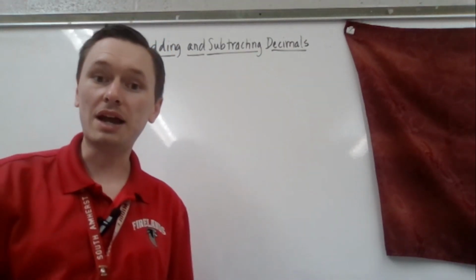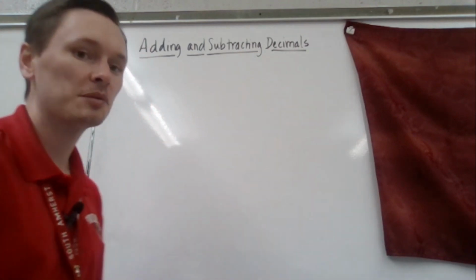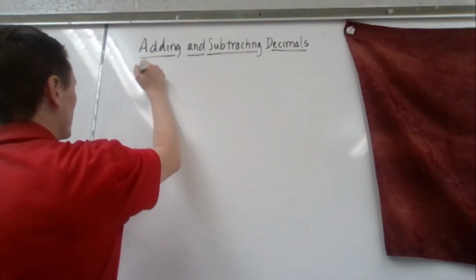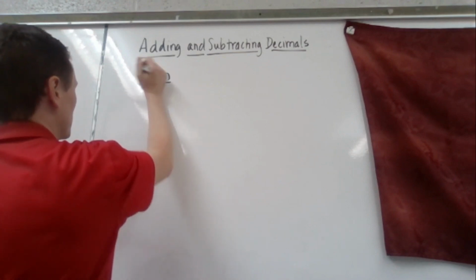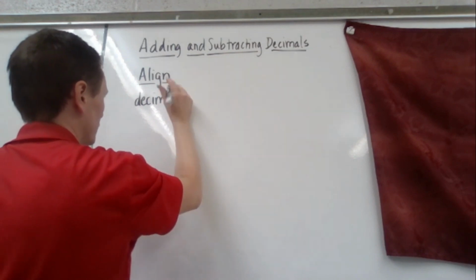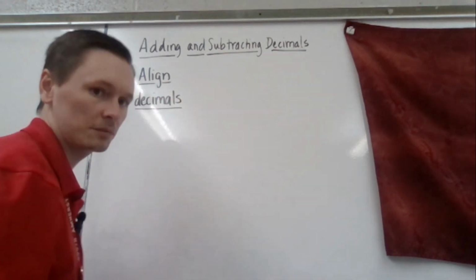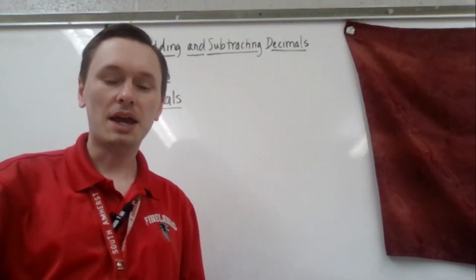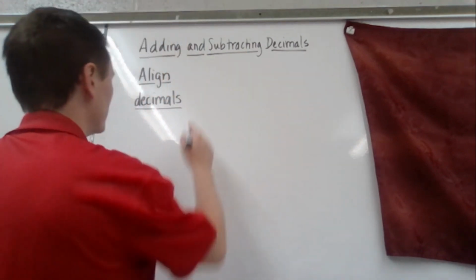So today we're going to be adding and subtracting decimals. So how do you add and subtract decimals? Well, first, we need to align decimal numbers on the decimal points so that our place value positions line up, and then we add or subtract as you would whole numbers.